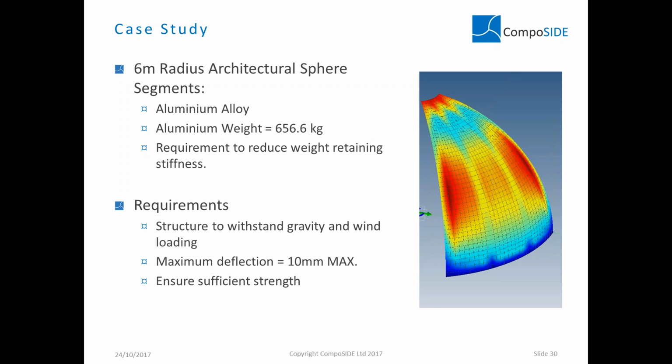The baseline metallic structure is a 6-meter radius segment of an architectural sphere made of aluminium alloy, and it currently weighs just over 650 kilos. The goal is to analyze the feasibility of a structure using these composites while maintaining the same level of stiffness. It is required to withstand gravity and wind loading, driven by a maximum deflection of 10 millimeters, and obviously ensuring sufficient strength. So let's go through how we would do this in CompoSIDE.